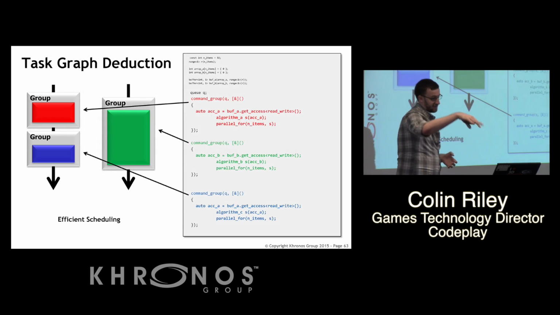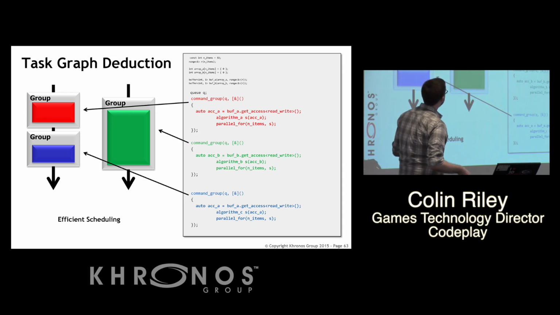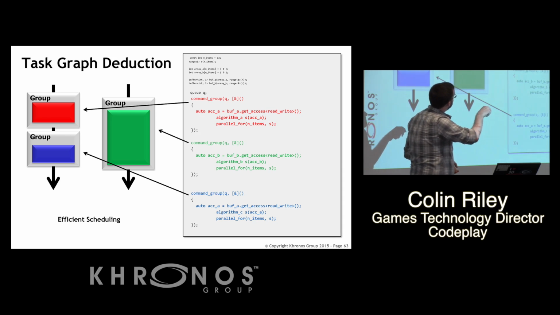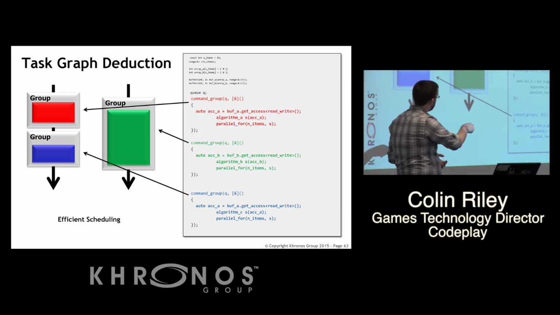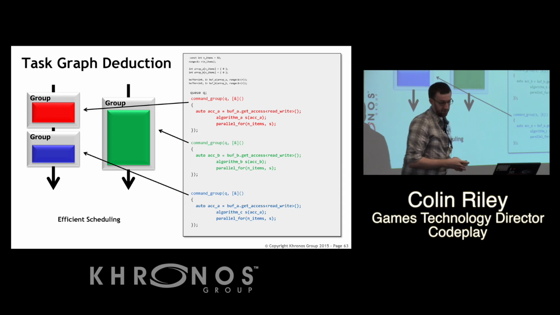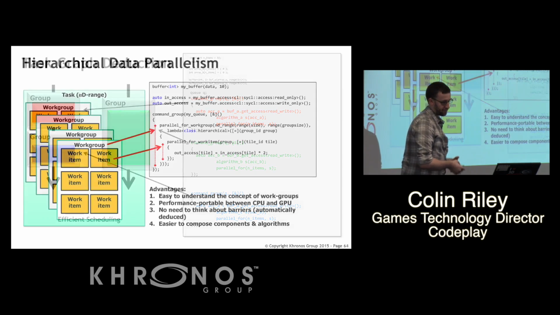First, the task graph deduction is very simple. You can have a queue that has three different command groups, and you can specify that this one here is reading and writing buffer A, and then the green one is reading and writing buffer B. So those can get scheduled at the same time. And then later on, the blue group, which also accesses buffer A, can get scheduled later on. That's all done for you, and you don't need to worry about anything when you're writing your code.